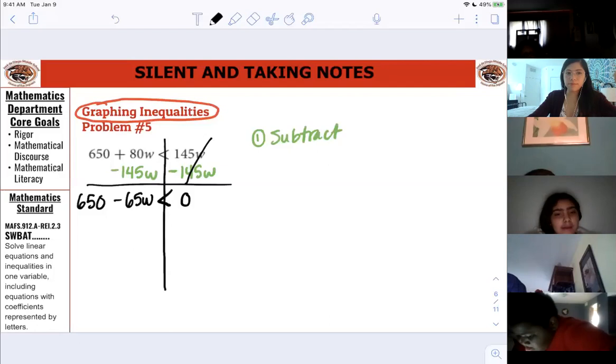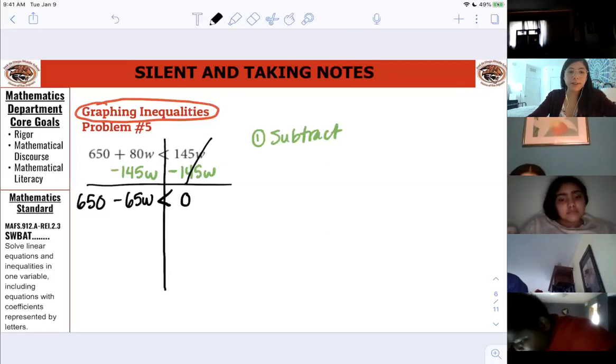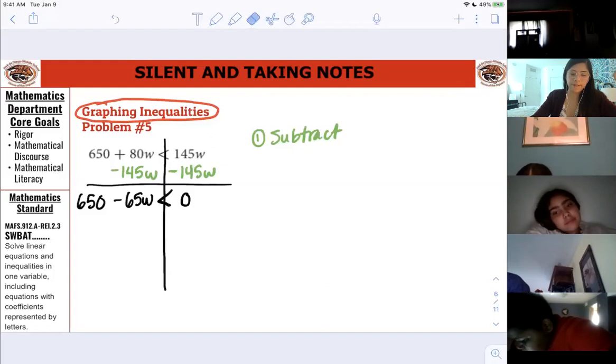But why did you put it with the variable? Why did I put what? Say that one more time. The negative 145. I put it underneath the variable because it has a variable. You have to put it with the same term. So I can't put it under the 650. You have to put it under the 80. But why with a variable? Because it started out with a variable. Oh, it had a W on it. Okay, Miss.